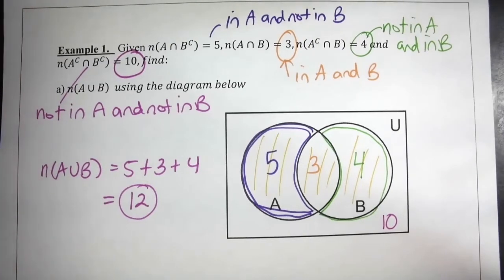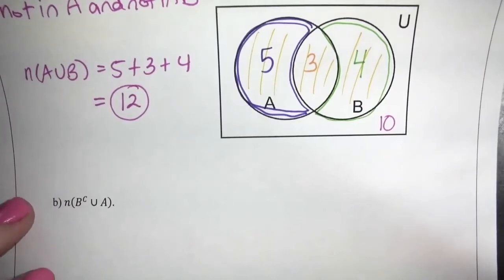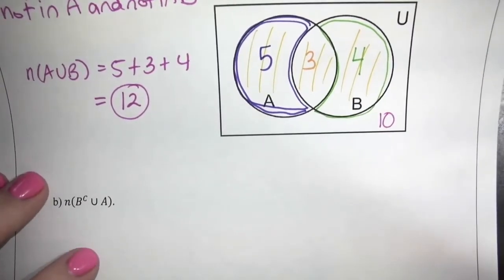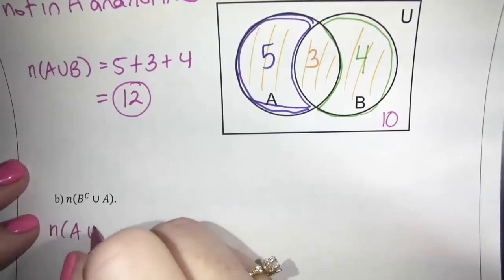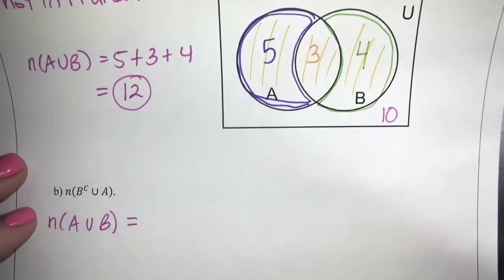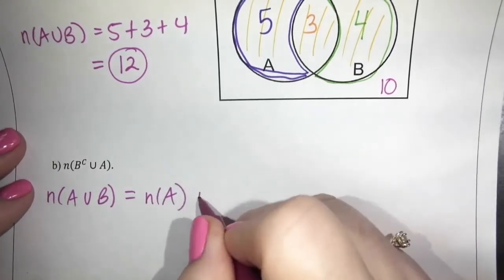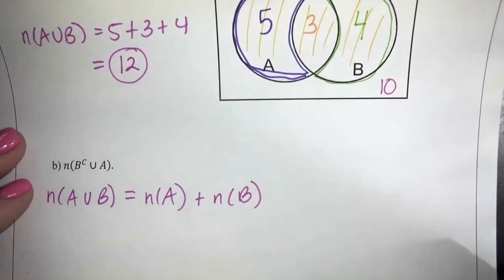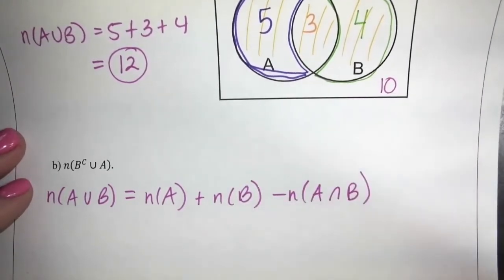Now, number B complement, union A. So there's two different ways we can do this one. We can shade on our diagram, or we can use the union formula. So let me write out the basic union formula that you're going to memorize. So write this out first. The number in A union B is number in A plus number in B minus number in both A and B.